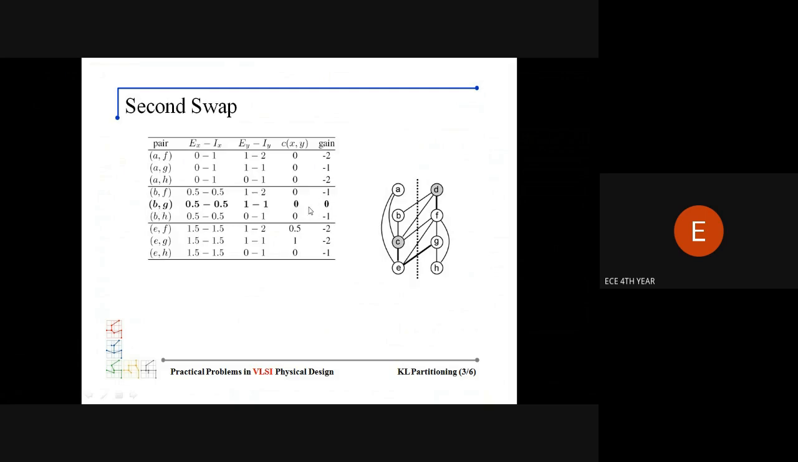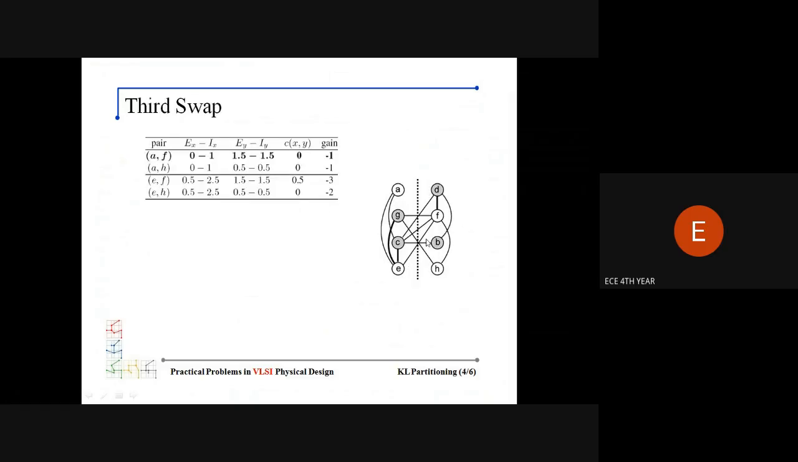So what do we have to exchange now? B and G. The algorithm is asking us to just exchange B and G. So in the next slide, we are exchanging B and G, and we are locking them as well. So CD is exchanged and locked, BG is exchanged and locked. Next, we have to calculate what? A to F, A to H, E to F, E to H, right?